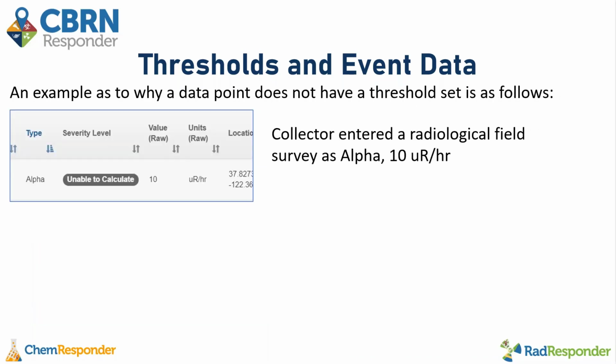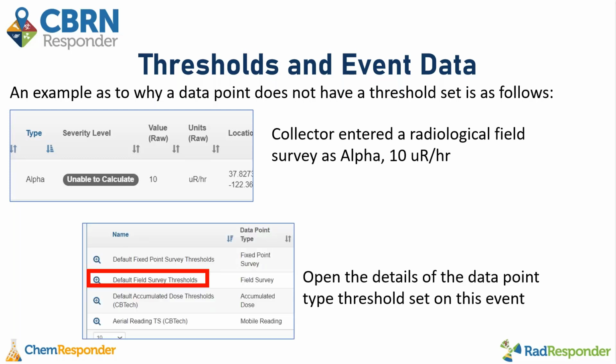Here's an example as to why a data point does not have a threshold set. So the alpha reading of 10 microR per hour is what the data collector entered as a field survey. It says unable to calculate, so I am going to open up the threshold set for my field surveys. So you can see here, I am navigating to my event thresholds page and I'm opening the details for default field survey thresholds.